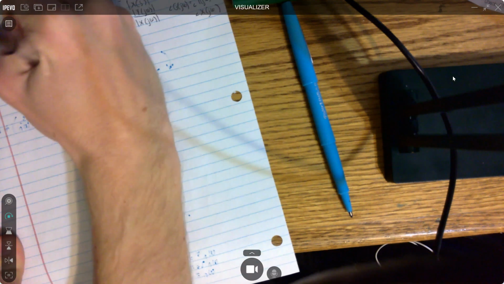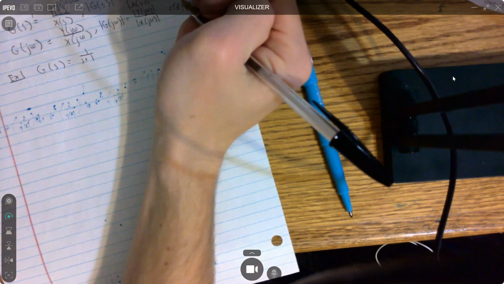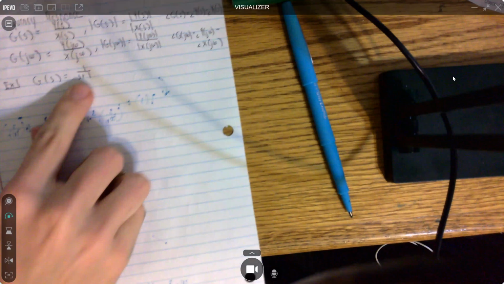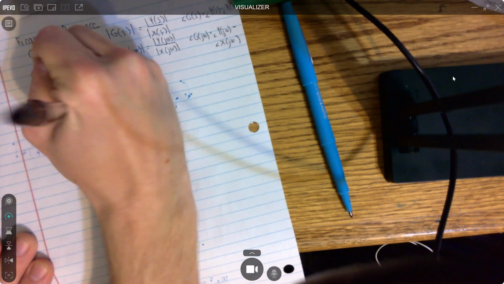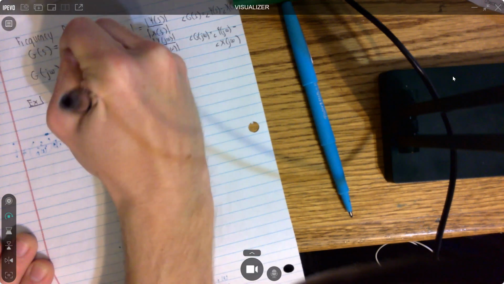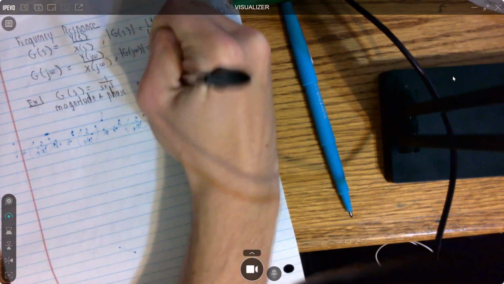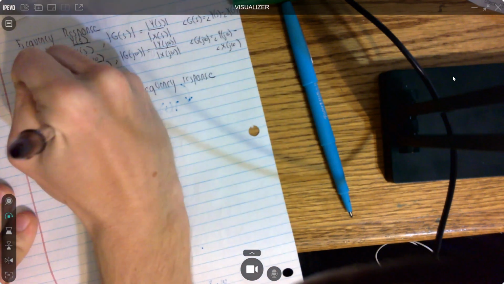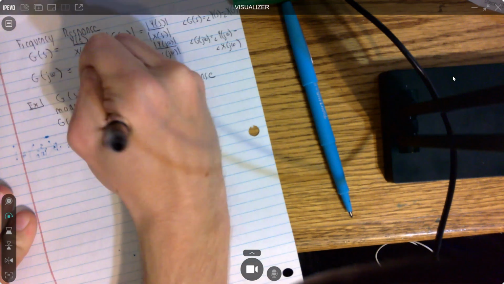So G of S is equal to 1 over S plus 1. It says determine the magnitude and phase frequency responses here. Immediately, if you're looking at this, if he wants you to actually write out the equations, if he wanted you to derive the magnitude and phase frequency response, then you just literally plug in for G of S, you plug in G of J omega. So for S, J omega. So it'd be 1 over J omega plus 1.